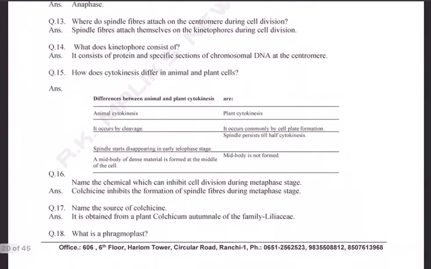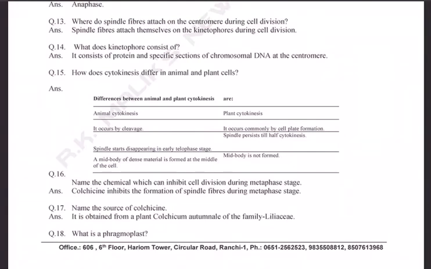Question 16. Name the chemical which can inhibit cell division during metaphase. Of course, we use that. Colchicine inhibits the formation of spindle fibers during metaphase stage. Name the source of colchicine. It is obtained from the plant Colchicum autumnale of the family Liliaceae.